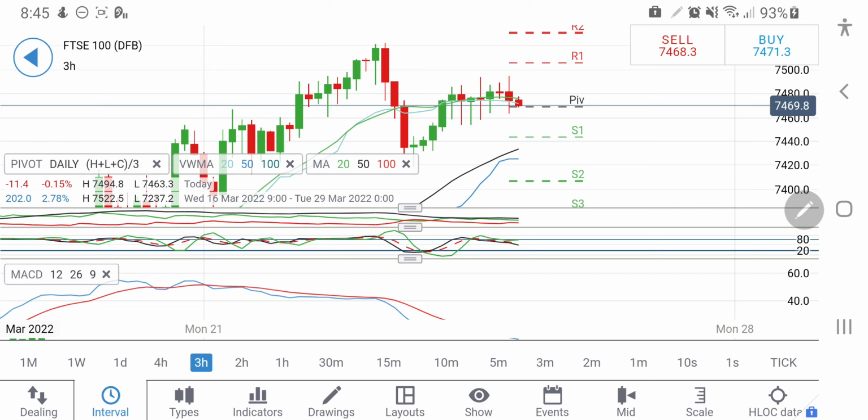Similarly, if you see it trading above 7450, yes, you can go long there, and don't trade between 7450 and 7500 levels. Now let's have a look at Germany 40.